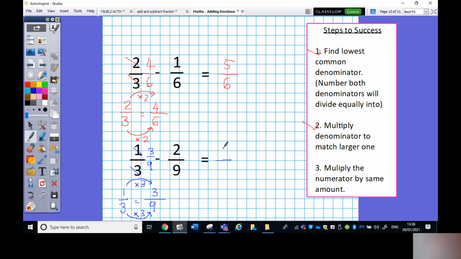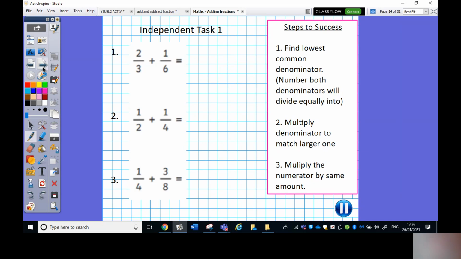3 take away 2 equals 1/9. I noticed that I made a mistake up here. What was my operation? Good, so is my answer 5? No, my answer is 3 take away 1 equals 3. Good job.